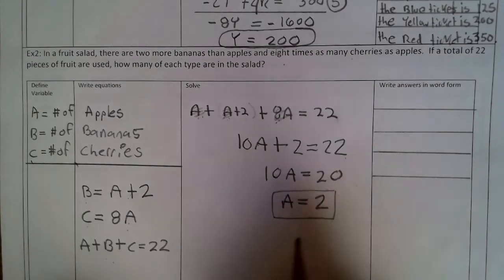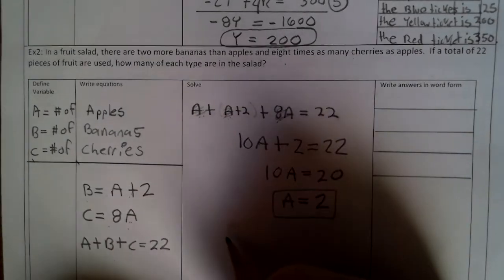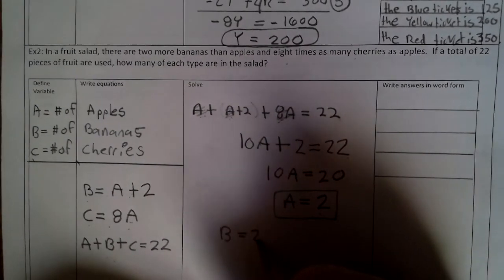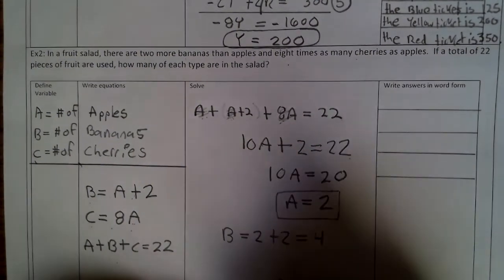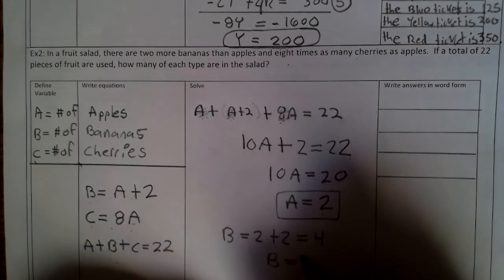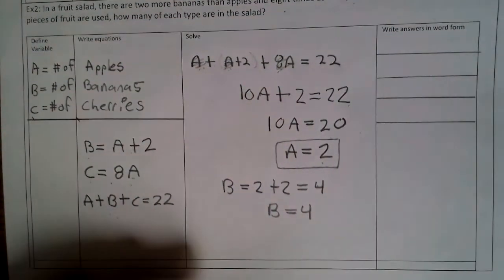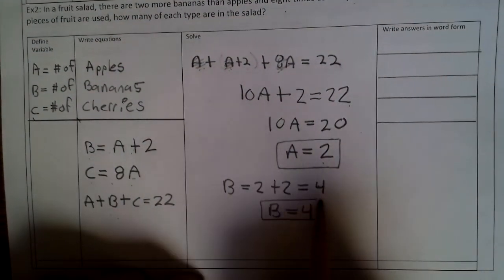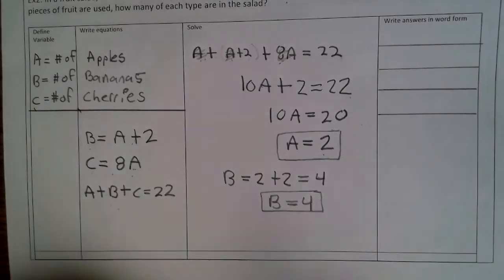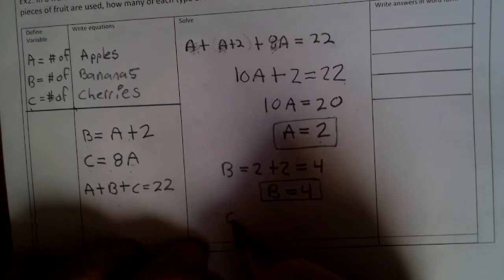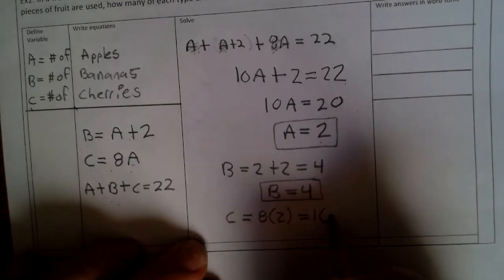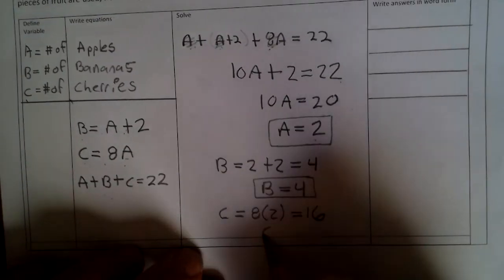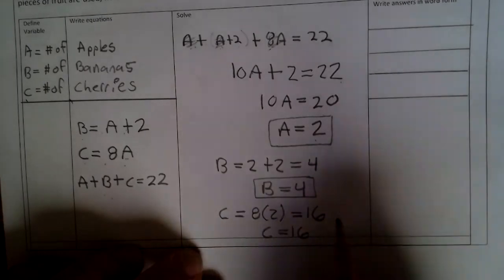Now, with A, it's very simple to find the bananas and cherries. We substitute 2 in for A in each of these equations. So B equals 2 plus 2, which equals 4. So B equals 4. Okay, and then C equals 8 times 2, which is 16. So C equals 16.